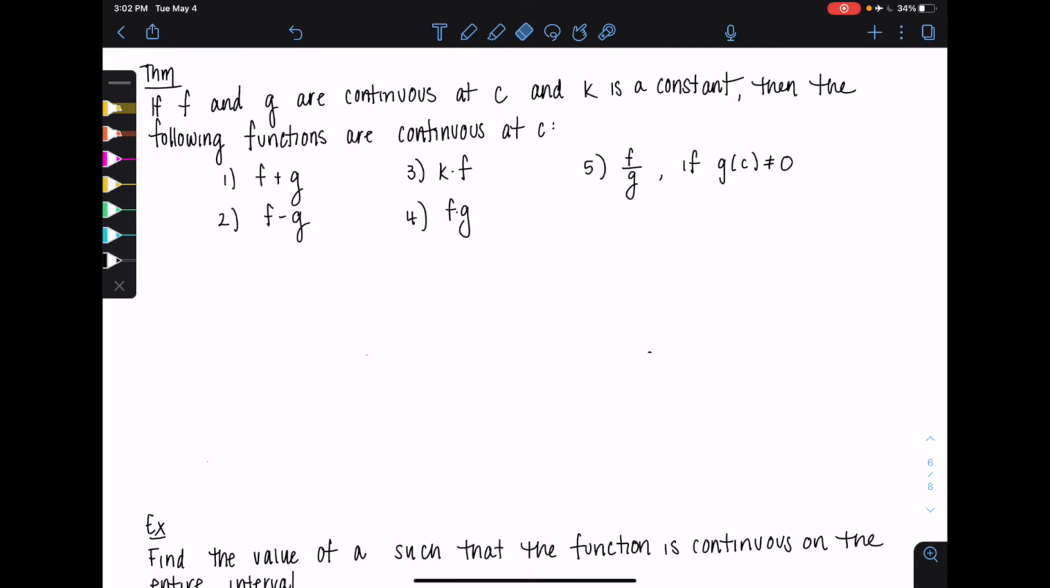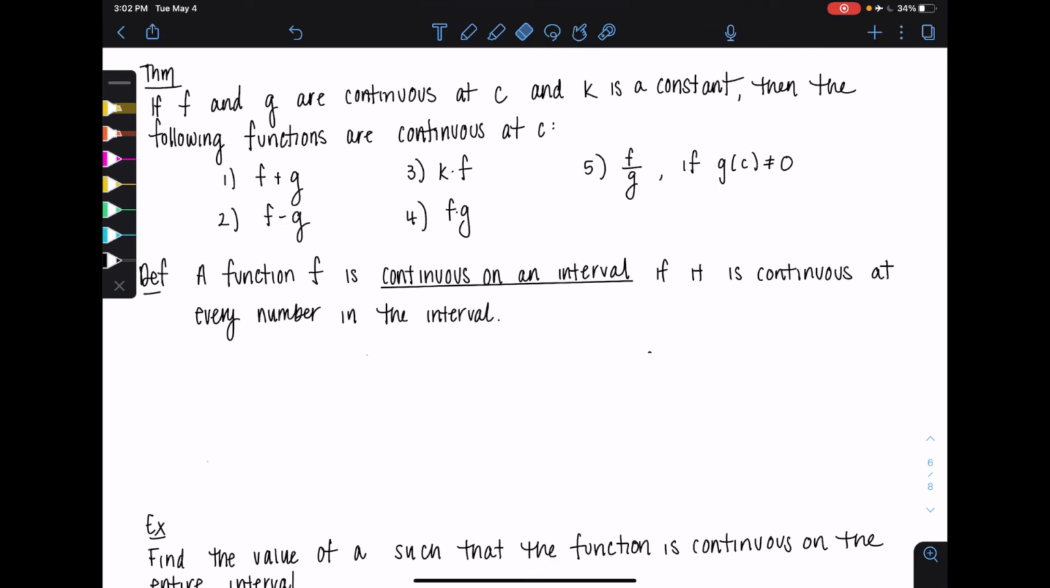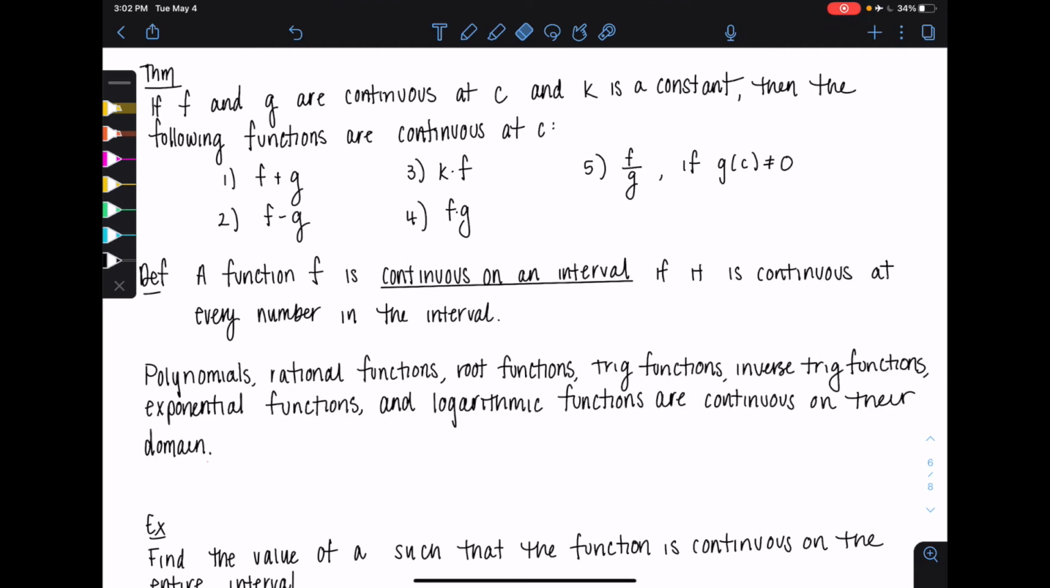So it can be super tedious. You cannot physically check every single point to determine if a function is continuous. Really, we can say a function is continuous on an interval if it's continuous at every number inside there. We don't need to check every single number. We can use our knowledge about graphs of functions. So polynomials, rational functions, root functions, trig functions, inverse trig functions, exponential functions, logarithmic functions. All of those, you have spent so much time finding domains of those things. They are continuous on their domain.